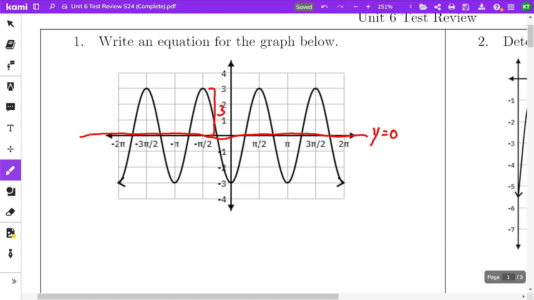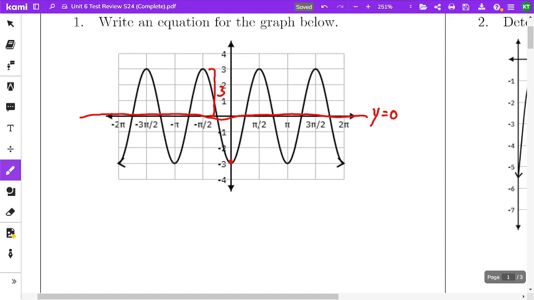Then, whether it's a sine or a cosine: at our y-axis, it starts at our minimum value down here. So that means it's going to be a cosine, because cosines start at our minimum or maximum value, and sines will always start at our midline. So it's going to be cosine.